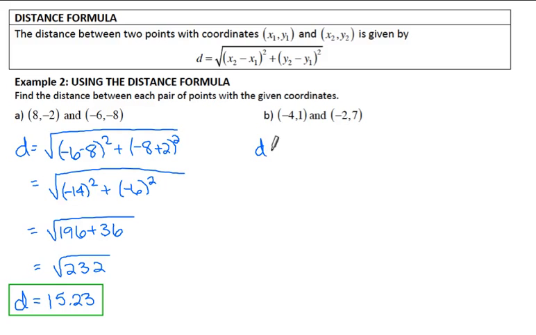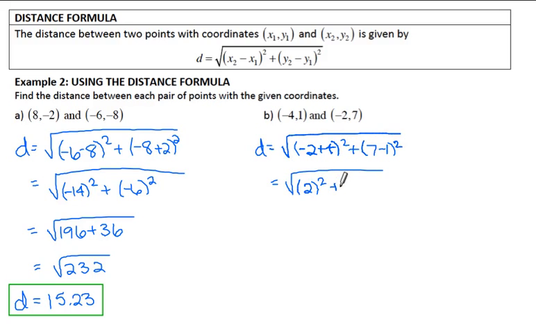And you do the same thing for letter B. So I'm subtracting my x-coordinates, squaring it, plus subtracting my y-coordinates, squaring it, and then simplifying. So that gives me 2 squared plus 6 squared. So that's 4 plus 36. So I'm looking at the square root of 40, which I'm going to go ahead and approximate as a decimal, which gives me approximately 6.32.